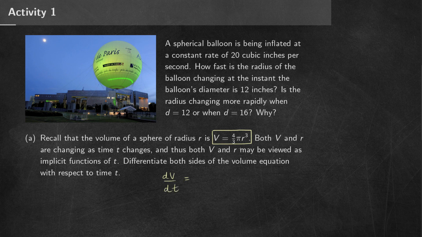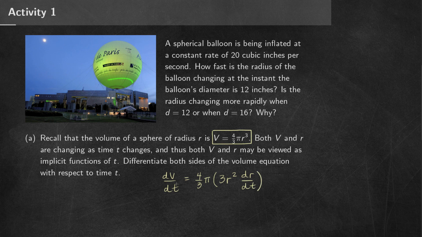On the right-hand side, 4/3 times pi is a constant, so we can use our constant multiple rule. Our derivative is going to be 4/3 times pi times the derivative of r cubed. The derivative of r cubed is 3r squared with respect to r, but we want the derivative with respect to t, so now we have to multiply that by dr dt.